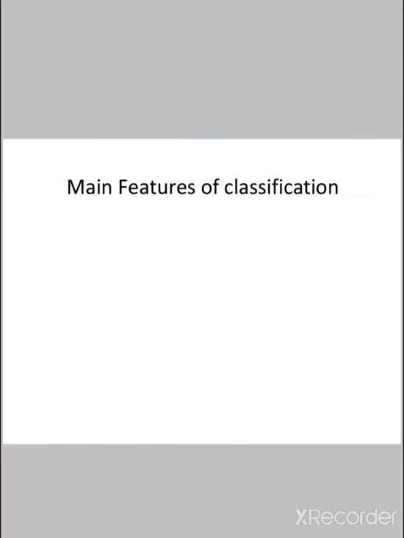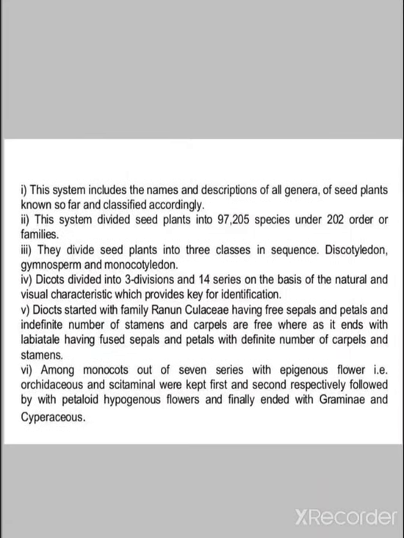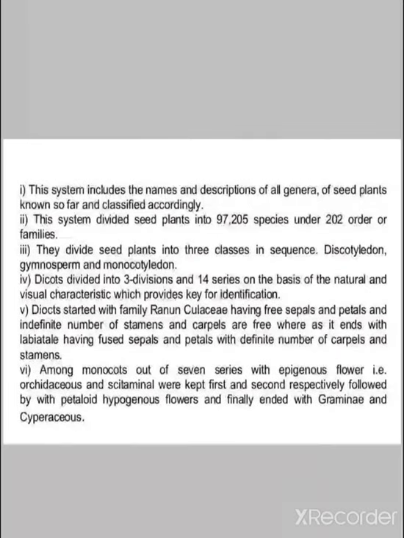Main features of the classification of Bentham and Hooker: this system includes the names and descriptions of all genera of seed plants known so far, and they are classified accordingly. The system divided seed plants into 97,205 species under 202 orders or families. They divided seed plants into 3 classes in sequence: dicots, gymnosperms and monocots.